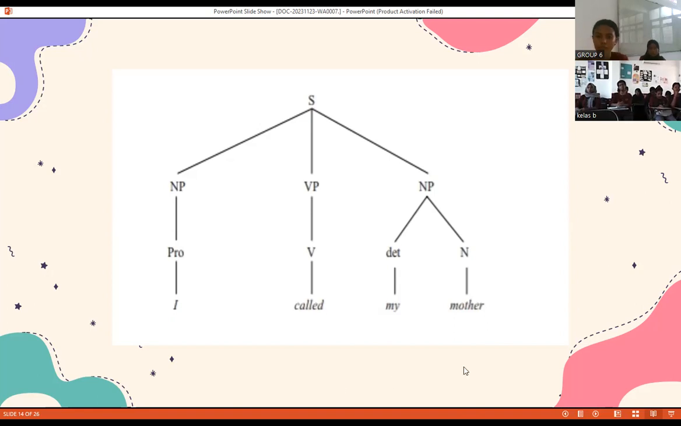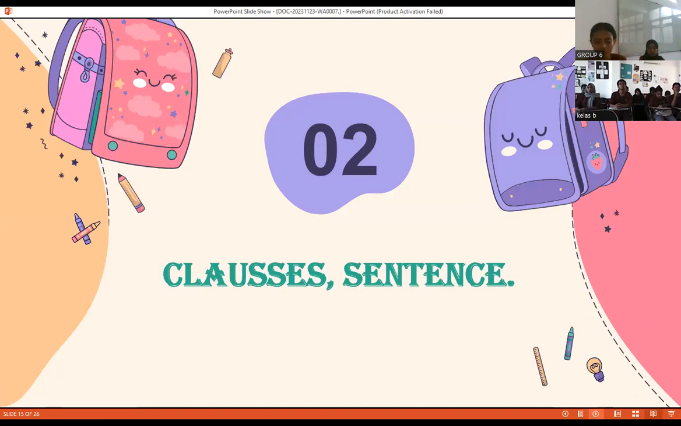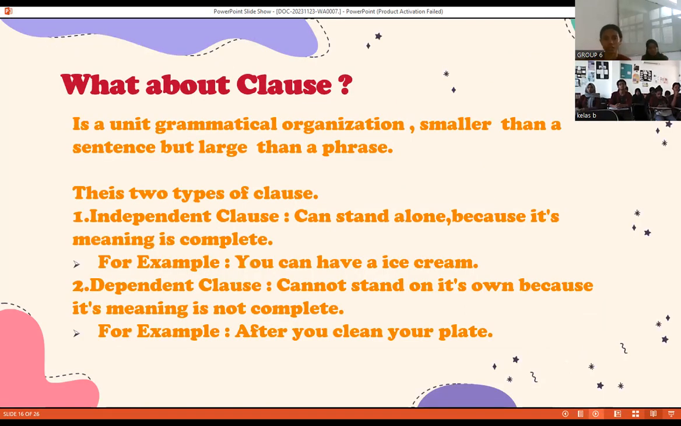So everyone, I want to explain to you about clauses and sentences. Clauses: a clause is a unit of grammatical organization smaller than a sentence but larger than a phrase. A clause is a basic unit of grammar. A clause must contain a verb. Typically, a clause is made up of a subject, a verb phrase, and sometimes a complement.